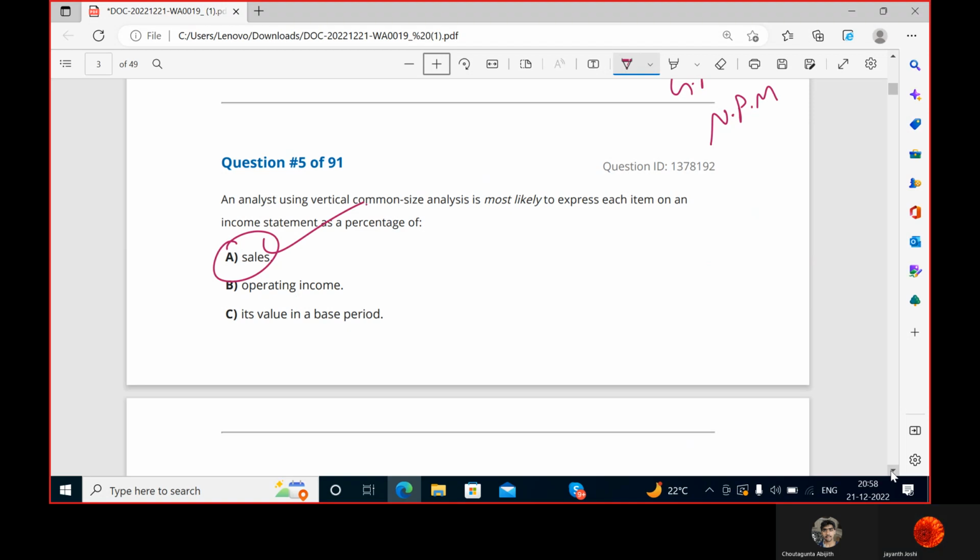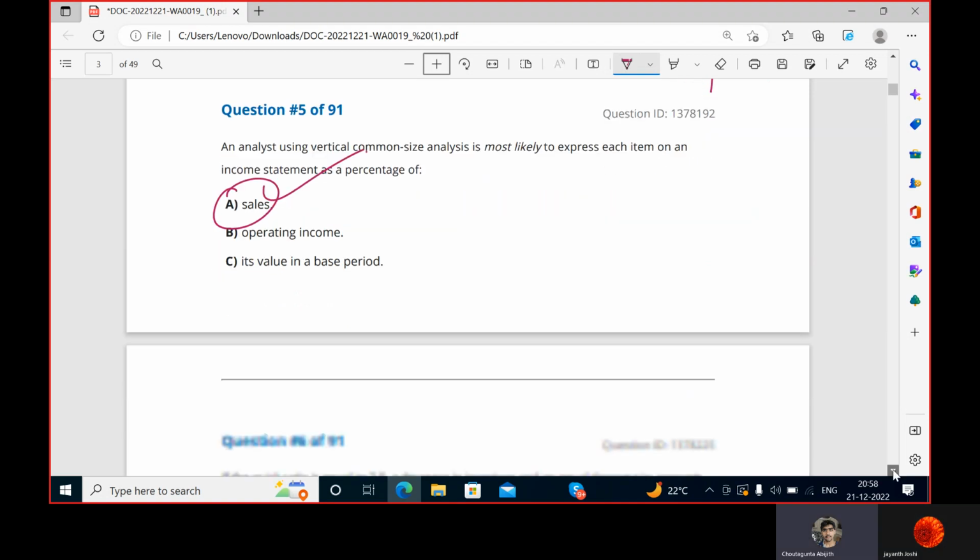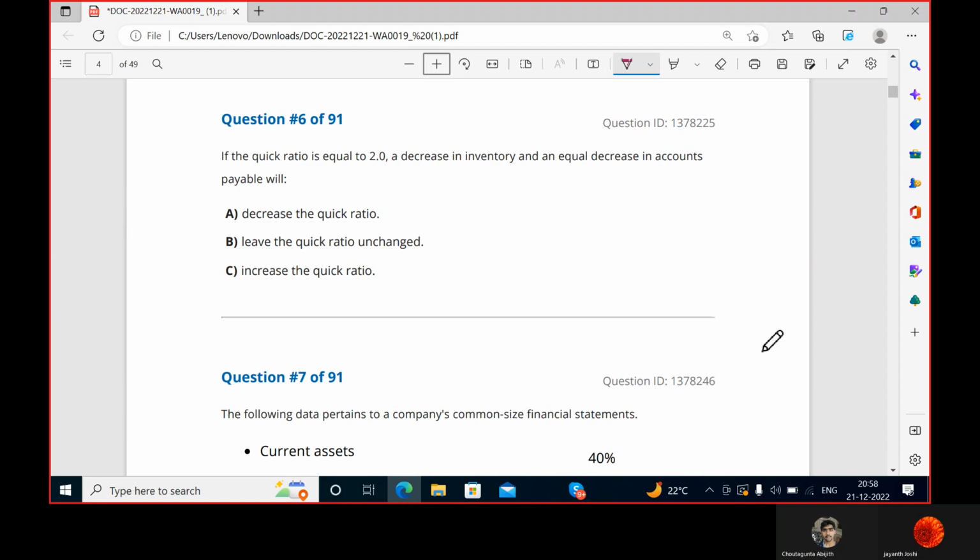Next one. Can you scroll down? Quick ratio, equal decrease in... I'm not going to do this. You should do it. One second. If the quick ratio is equal to a decrease in inventory and an equal decrease in accounts payable, I think it should leave it unchanged, no?